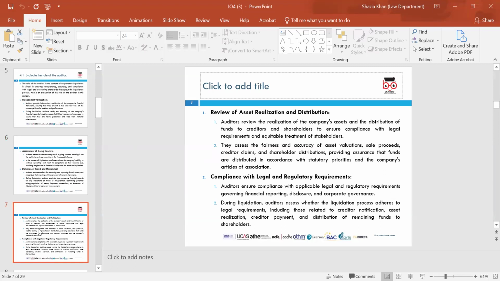So, the review of asset realization and distribution. Auditors review the realization of the company's assets and the distribution of funds to creditors and shareholders to ensure compliance with legal requirements and equitable treatment of stakeholders. They assess the fairness and accuracy of asset valuations, sale proceeds, creditor claims, and shareholder distributions, providing assurances that funds are distributed in accordance with statutory priorities and the company's articles of association.